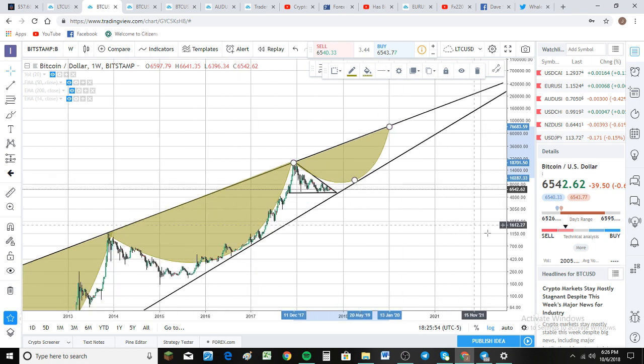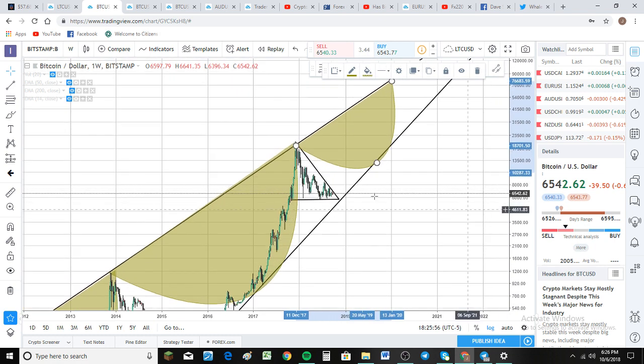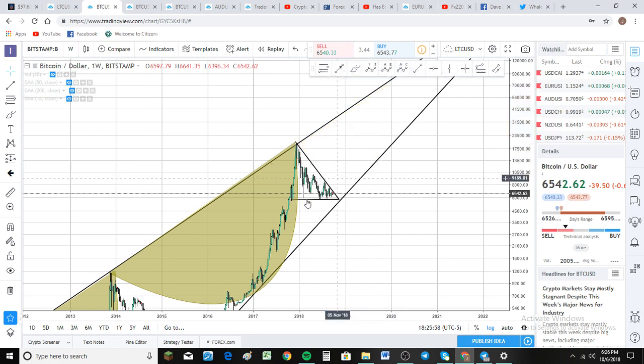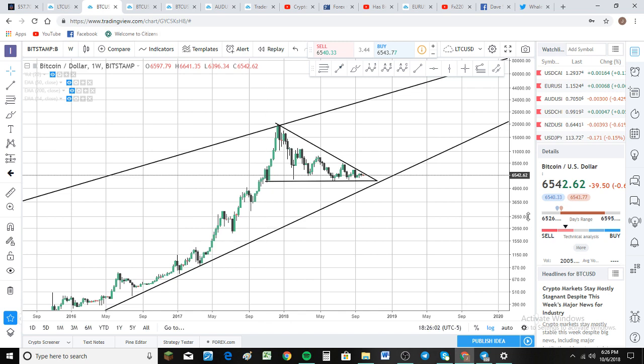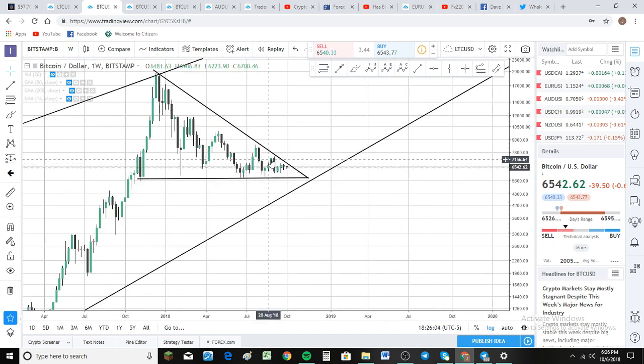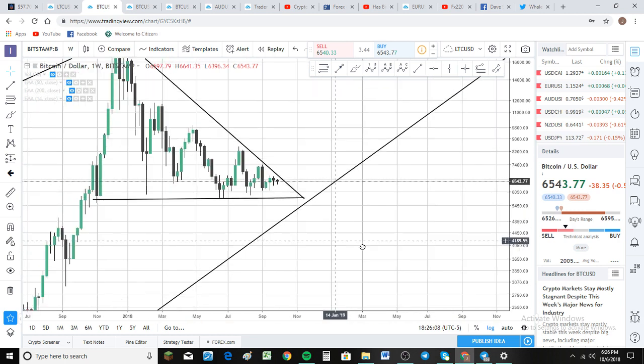So if that's the case, let's kind of look and see what might price do then in the very near term. So if I just kind of zoom in, I'm on the weekly chart. So every candle you see is a week's worth of price action. And let's just kind of see.